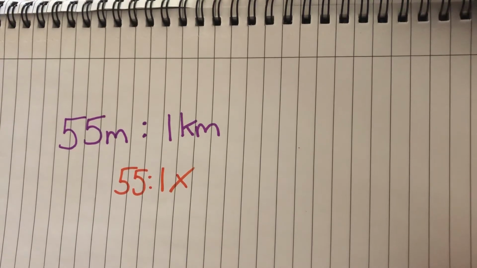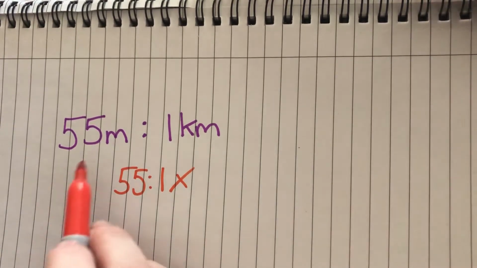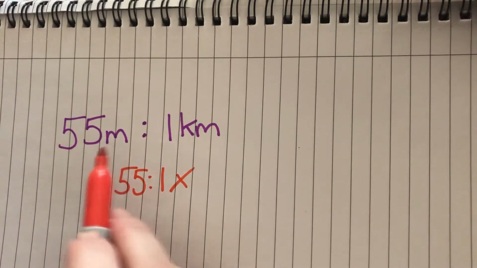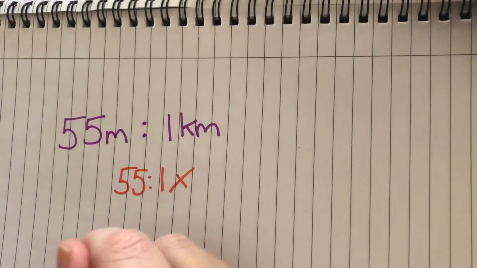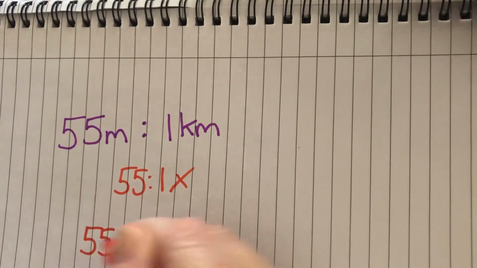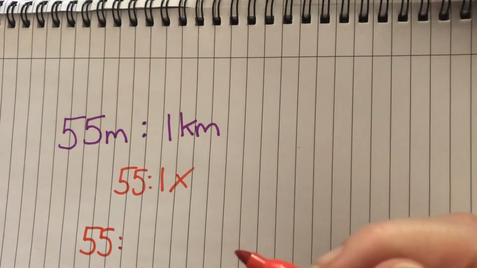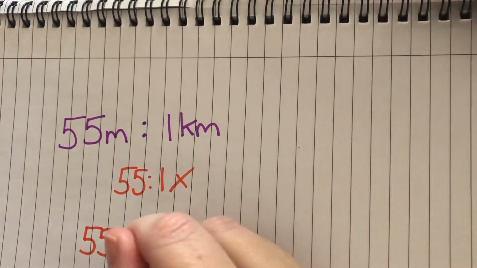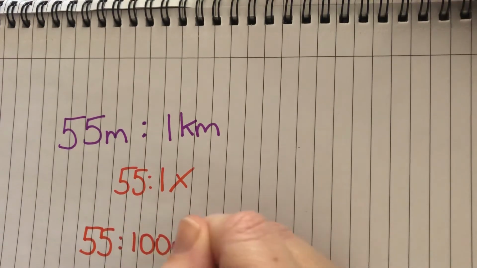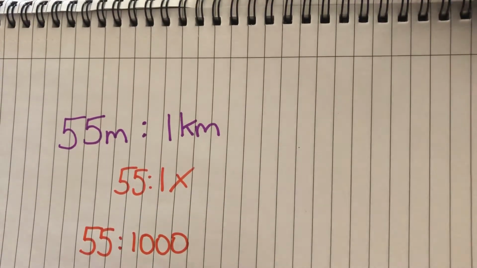What we have to do first is put them into the same terms. So meters and kilometers. So I would go 55 is to how many meters in a kilometer? I really hope you know that. It's 1,000. All right, so that would be our ratio.